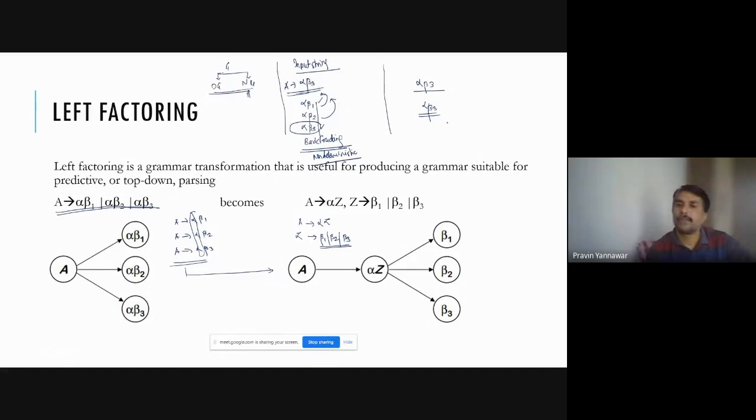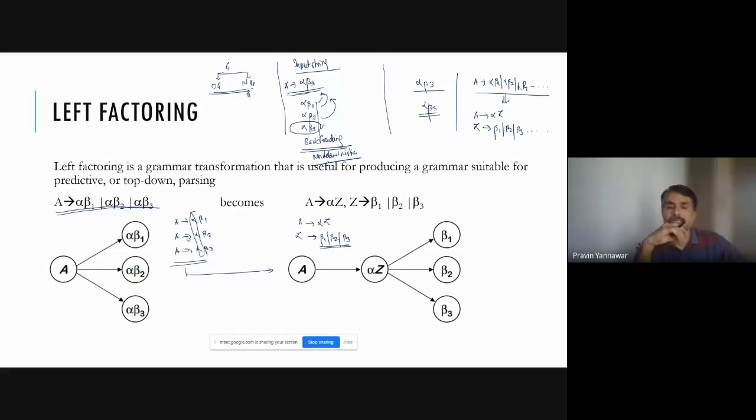And if this grammar representation is A implies alpha beta 1 or alpha beta 2 or alpha beta 3, and so on up to n, then this entire representation you are going to convert as A implies alpha Z, Z implies beta 1, beta 2, beta 3, and so on. Okay, so left factoring is particularly suitable for top-down parsing itself.